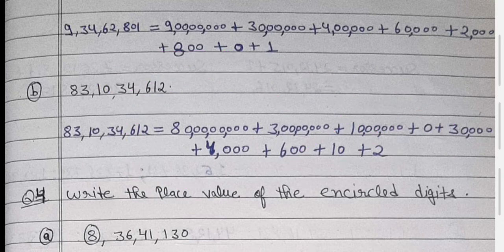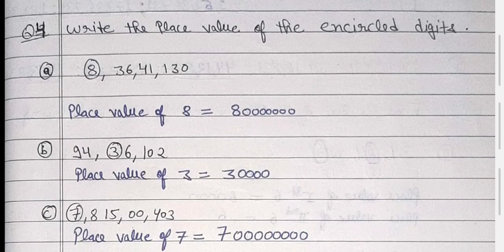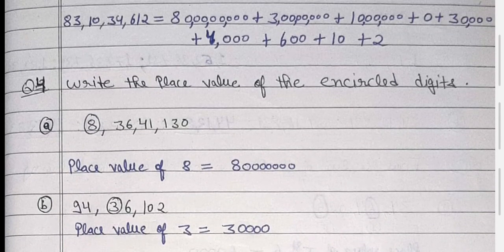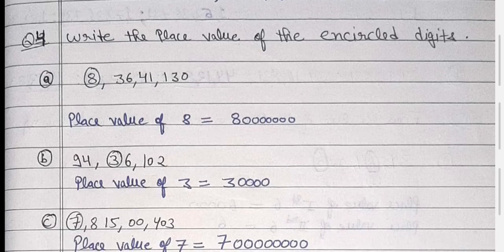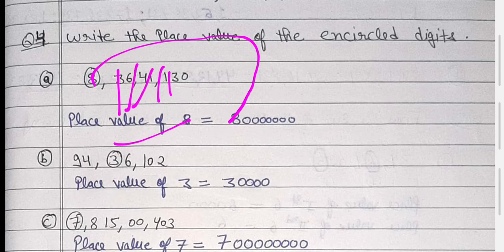Now come to the last question today. Write the place value of the encircled digit. You have one number, and here the number is 8364130. And what is the encircled digit? The encircled digit is 8. So you have to write the place value of 8. Write here 8. Then how many digits are behind it? 1, 2, 3, 4, 5, 6, 7. Write 70. You will get your answer.